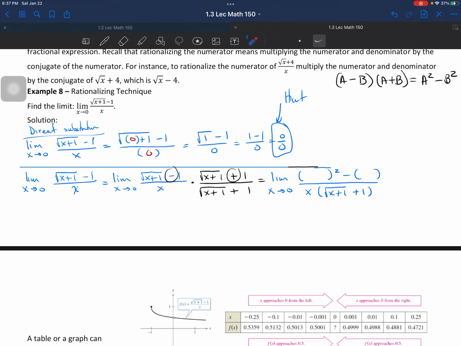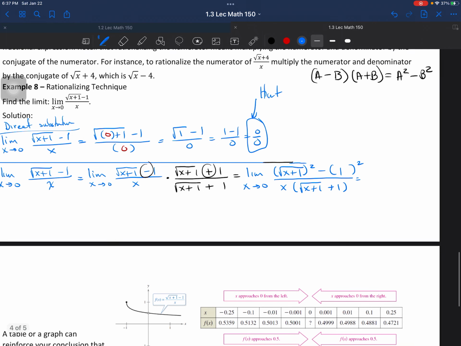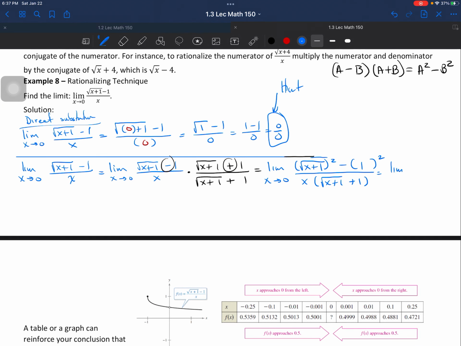What you're focusing on is the numerator. What happens here is that you're multiplying this with that, and then this with that, and this with that, which is pretty much the difference of squares. So this will be the square root of x plus 1, minus 1 squared. And this will give us the limit of x plus 1 minus 1 over x times the quantity of square root of x plus 1 plus 1 as x goes to 0.